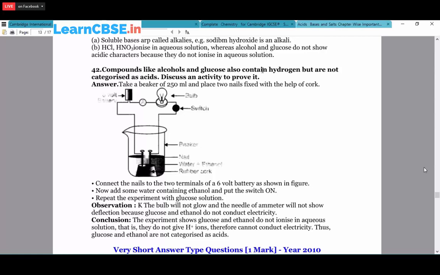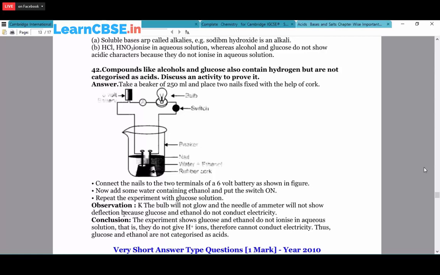Okay, so describe an activity to prove it. So now we have to take a beaker of 250 ml and place two nails fixed with the help of a cork. Why? Because it is iron, that's why. Connect the nails to the two terminals of a 6-volt battery. Now add some water containing ethanol and put the switch on. Repeat the experiment with glucose solution.